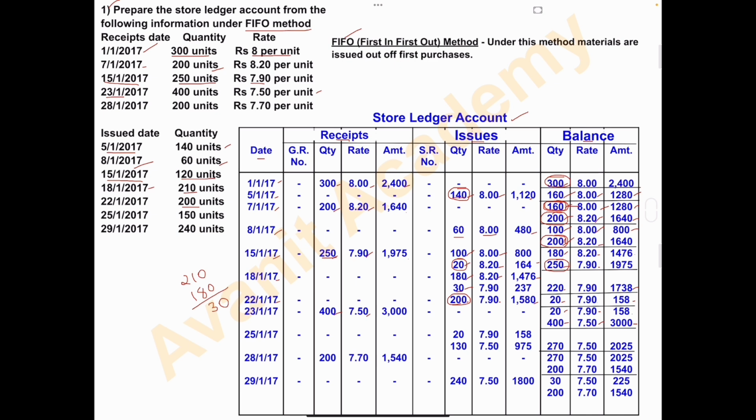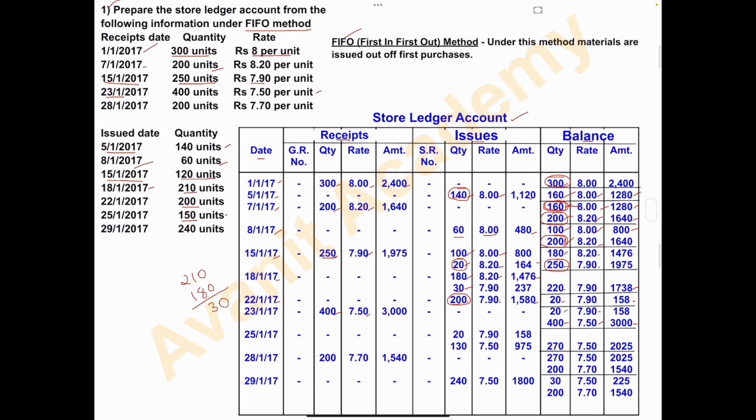On 25th January, 150 units are issued. Receipts nil. So total how many units we have to issue? 150 units. See the balance. What we have?